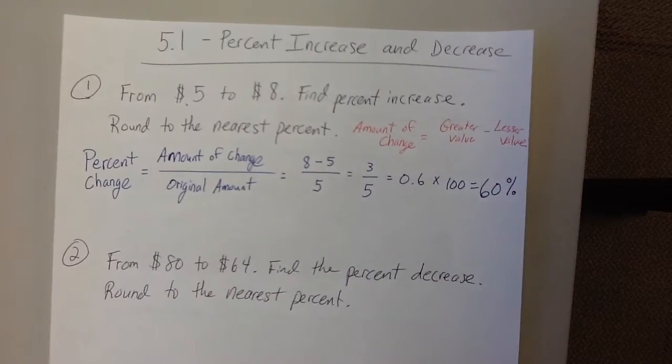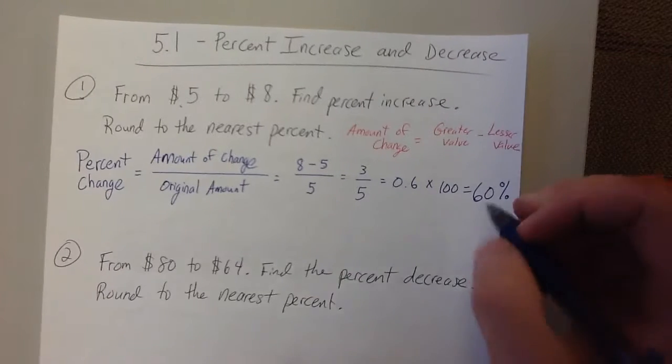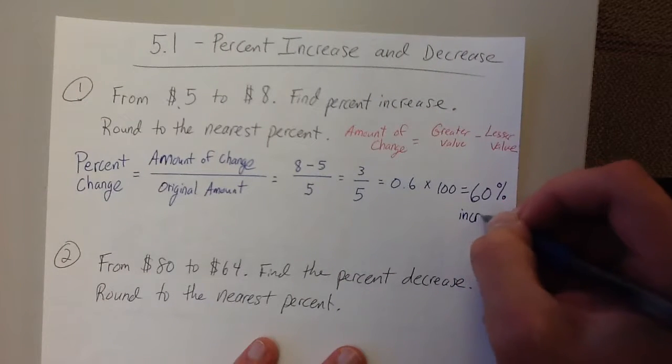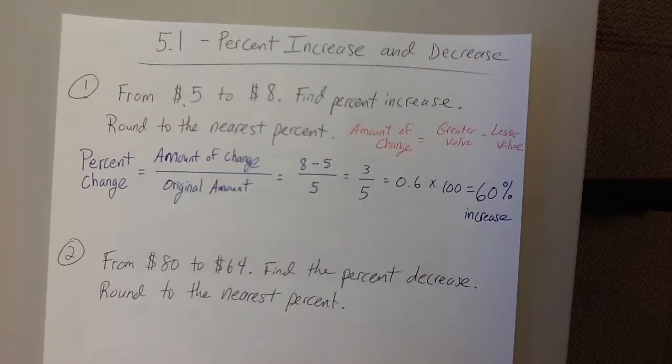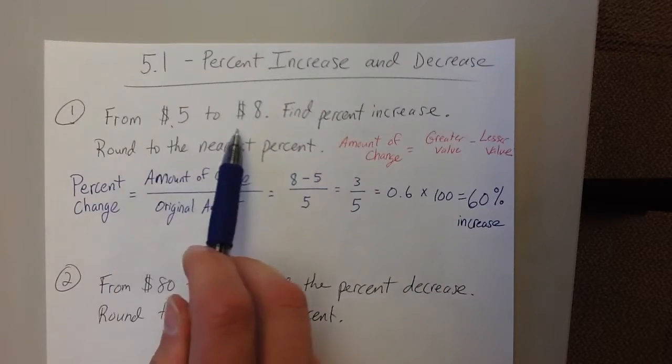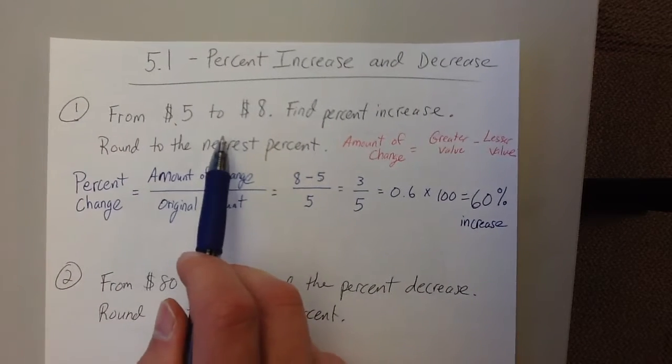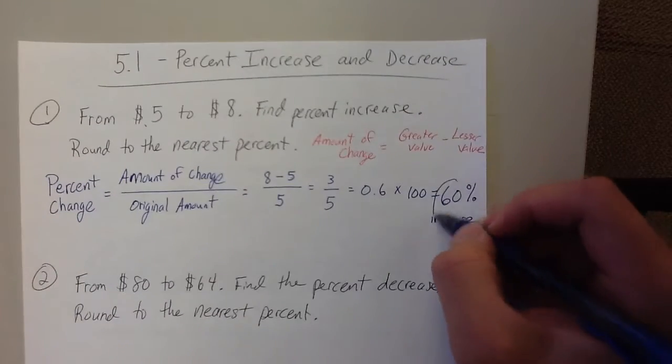Okay, so what's the amount of change? It's a 60% increase, right? Obviously, it's an increase because I'm going from $5 to $8, so I'm going up. So that's a 60% increase.